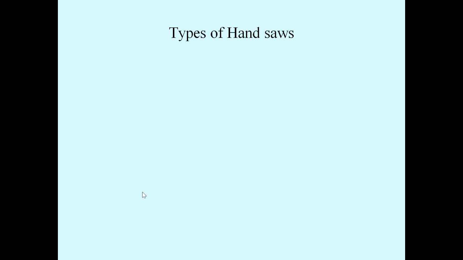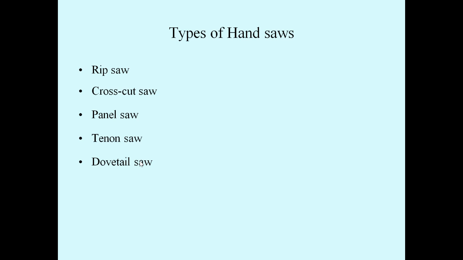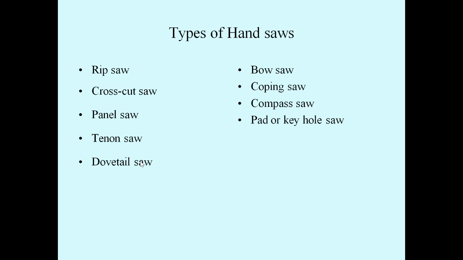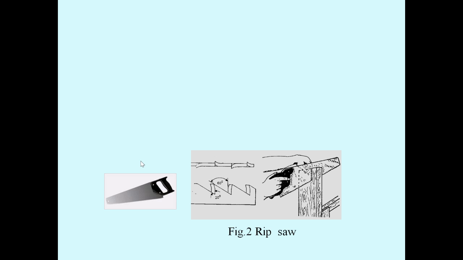Next, there are different types of hand saws. We can see here: first one is rip saw, second one is cross cut saw, and panel saw, tenon saw, dovetail saw, bow saw, coping saw, compass, and pad or keyhole saw. You can see the diagram here.